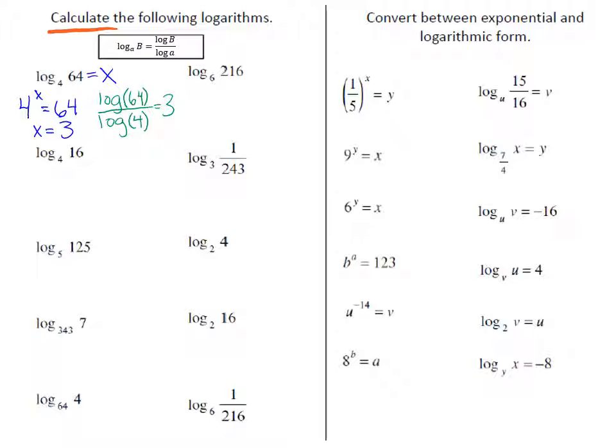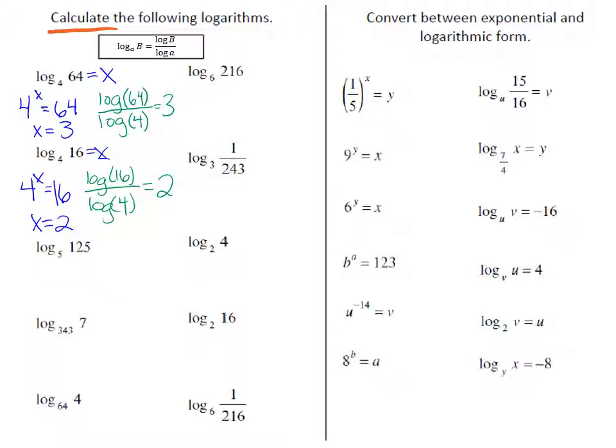Let's take a look at another one. Log base 4 of 16. If I convert first, the base becomes the base, the answer becomes the exponent, and what's remaining becomes my answer. That's a pretty easy one to look at. I know I'm going to have x equals 2. If I wanted to check in my calculator, I would say log of 16 divided by log of 4, and I would get the same answer of 2.